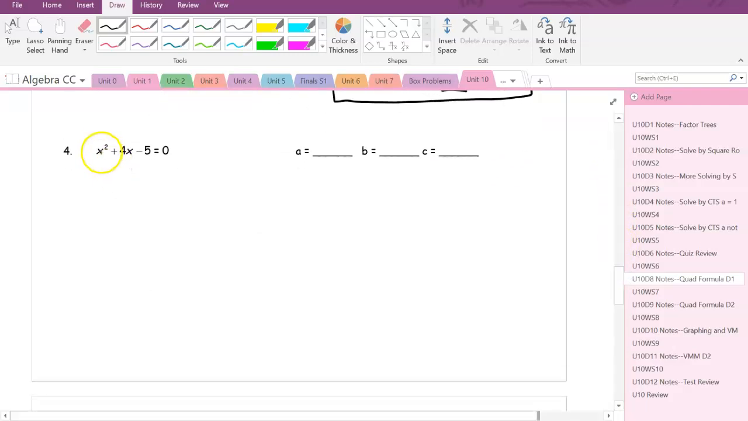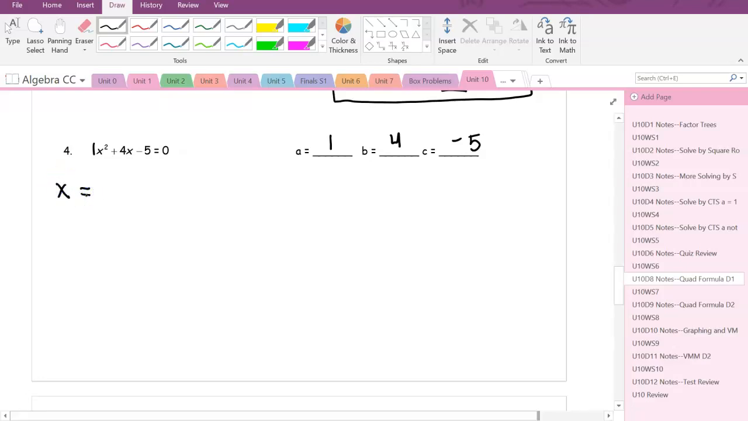First step, identify your A, B, and C. So A is 1, B is 4, C is negative 5. Now notice that your B value isn't even here. So this one would be fine for completing the square. We're just still going to practice this using our new method.